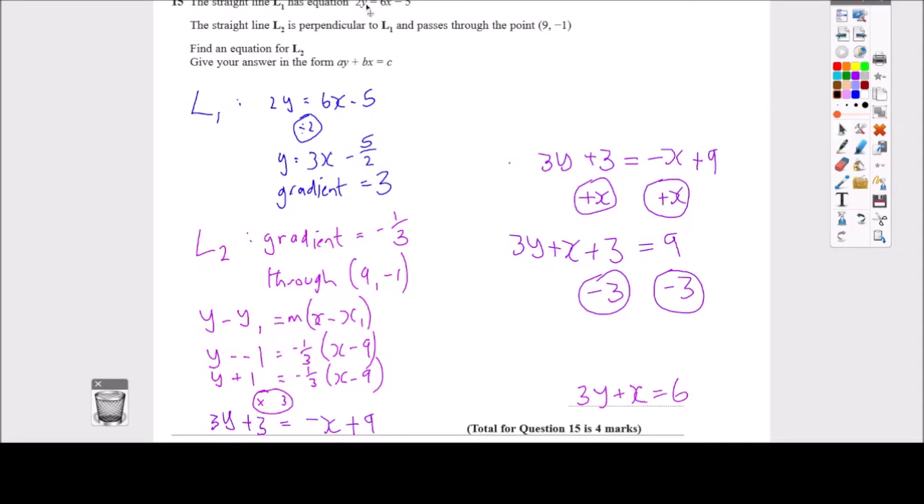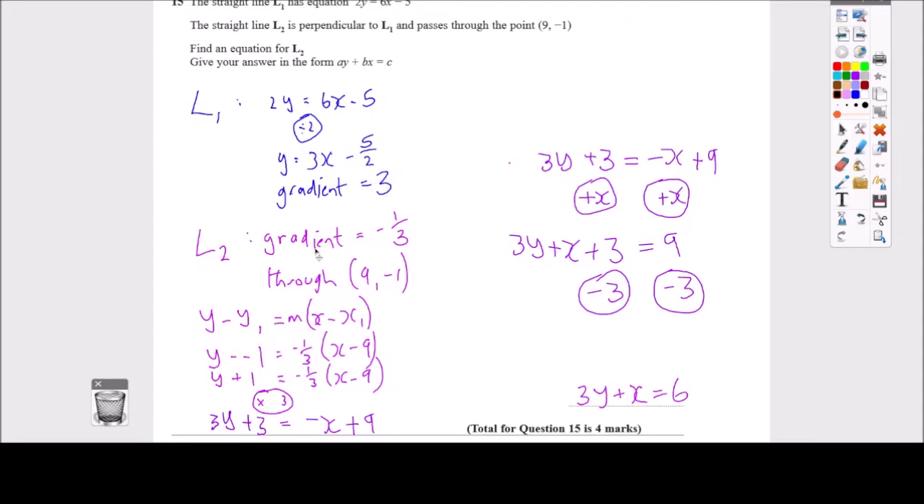So back to L1, we're told that 2y equals 6x minus 5. Now, if we can put this into y equals mx plus c format, then m is the gradient. So we've presently got 2y, but we want just single y. So we're going to choose to divide both sides by 2. So we get y equals 3x minus 5 over 2. So the gradient is 3. So the gradient of L1 is 3.